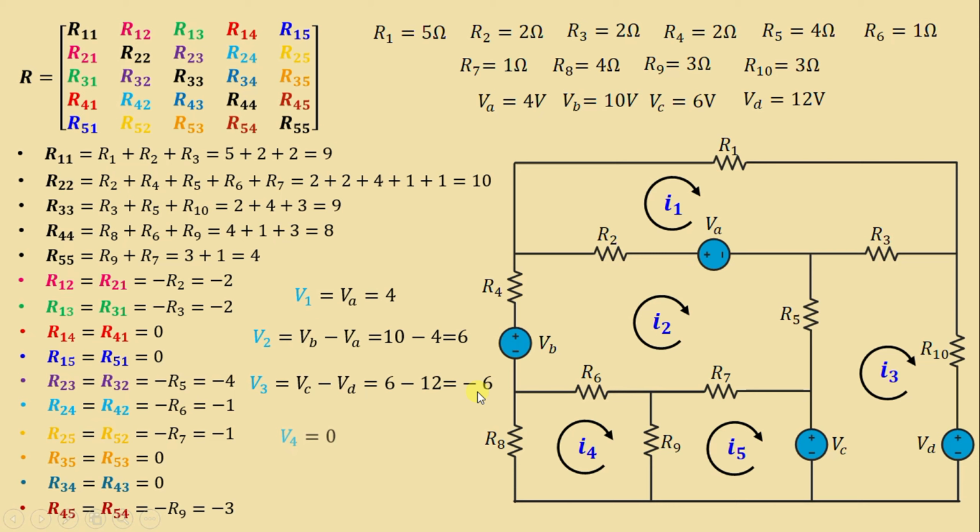Let's go to V4. In mesh 4 we don't have any independent voltage sources. That means V4 is equal to 0. Let's move on to V5. In mesh 5 we have only one independent voltage source. If we go in the clockwise direction, we have a voltage drop. That means V5 is equal to negative VC, which is negative 6.